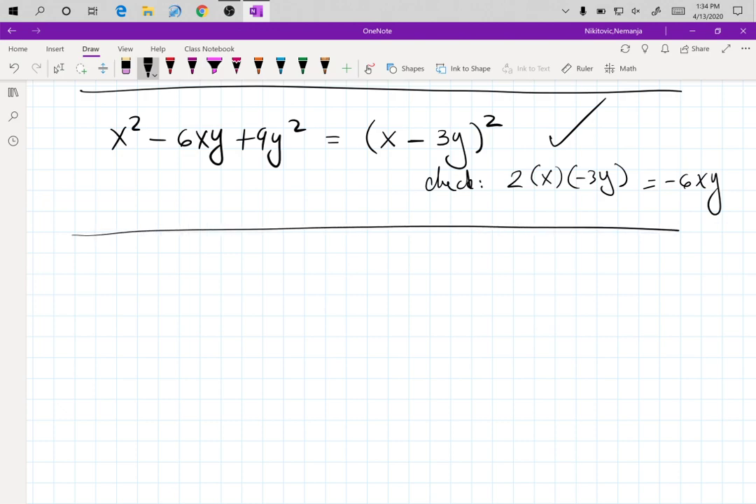Here's another example. 25x squared plus 60x plus 36. Oh, sorry, minus 36. Minus 36. Cannot factor here.